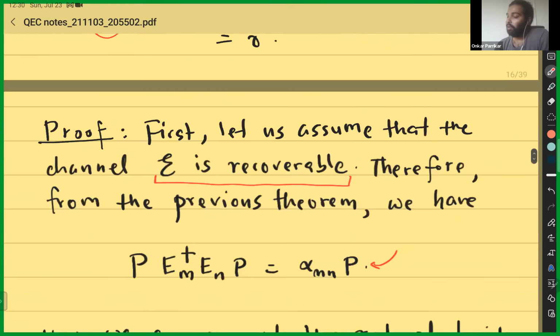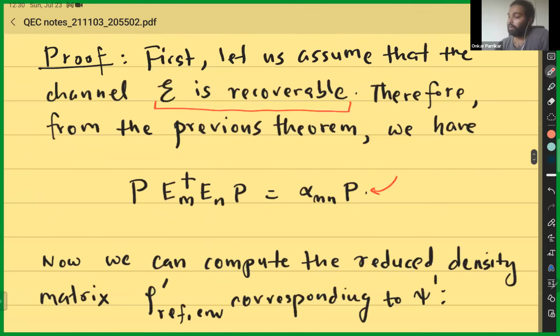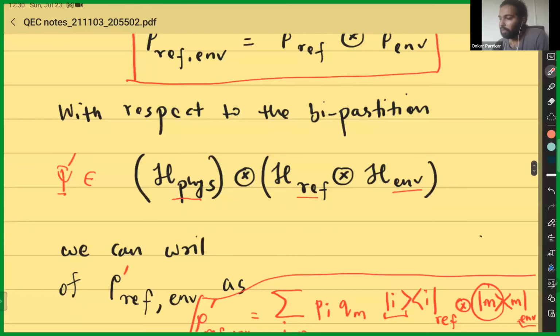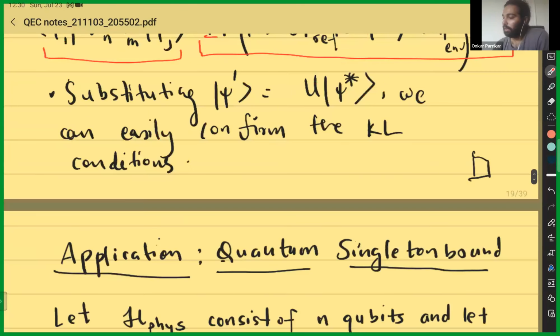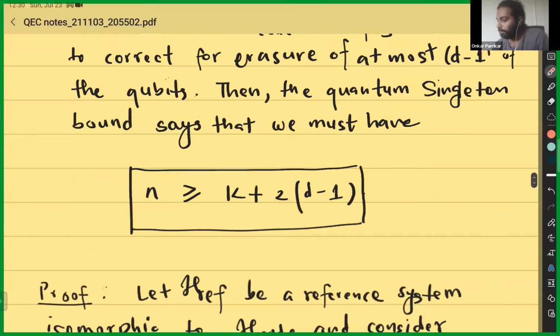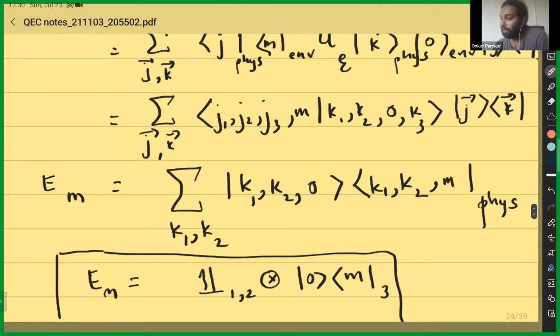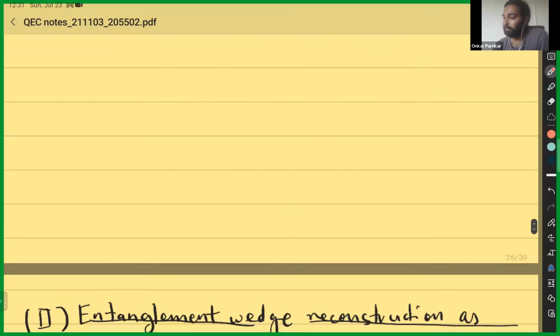So that is all that I want to talk about in terms of the general theory of quantum error correction. I wanted to say a few words about the singleton bound and so on, but in the interest of time, I'll skip that, and I'll now go to AdS/CFT. But before we do that, any questions about the discussion so far?